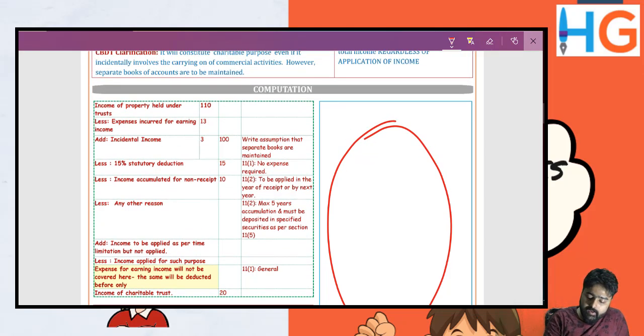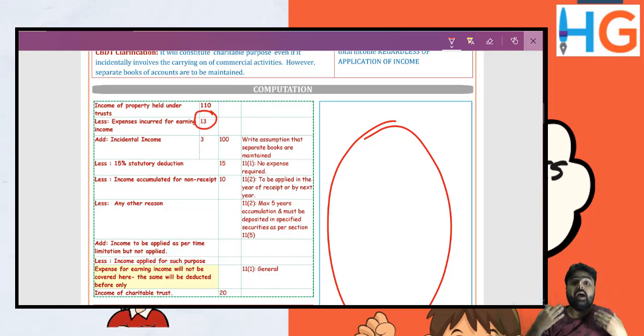Income of property held under trust. So, for example, a trust carries on charitable activity. After carrying on charitable activity, the trust earns a certain amount. For example, donations are received, 110. For earning such donations, for example, the trustee of the trust went to collect those donations. For that collection, any expenses incurred for earning income will be deducted, because those are expenses.